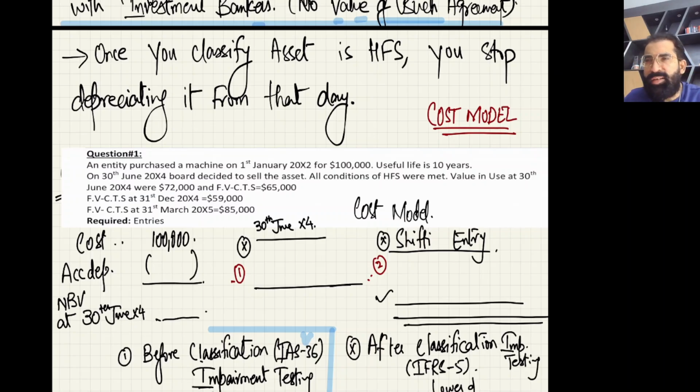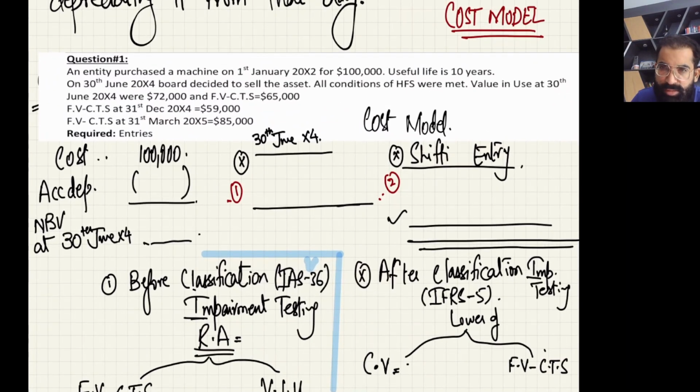So my dear students, let's start the practical area of this standard. Very easy, just concentrate, you will understand everything, because you have recently done the impairment standard as well. Don't sleep. See, this is the question.